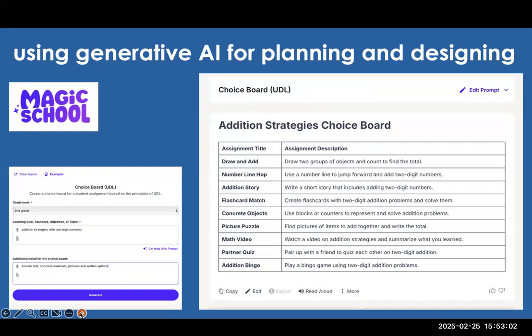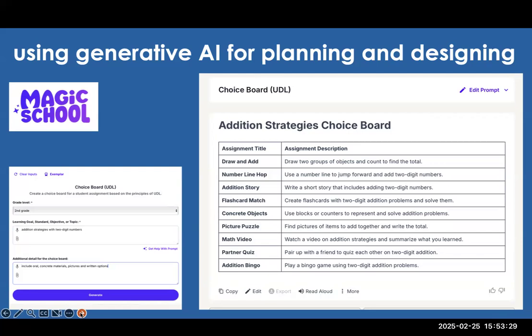So again, I'm going to put in my prompts: addition strategies with two-digit numbers. This is for grade 2 using the BC 2016 curriculum. I want to make sure that we're including oral opportunities, using concrete materials, pictures, and then written options as well. And so this is what it generated for me. I don't know that I would do a partner quiz or some of these other things that are suggested there, but I hadn't thought of some of them.